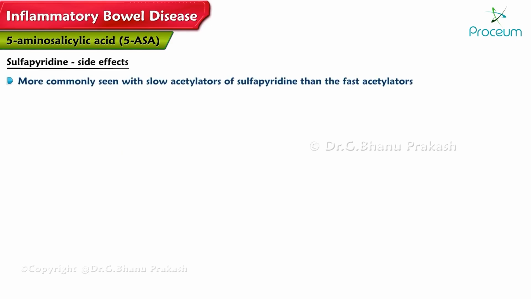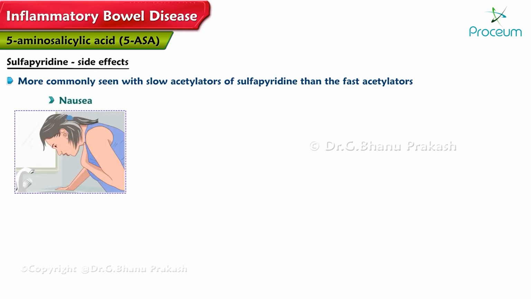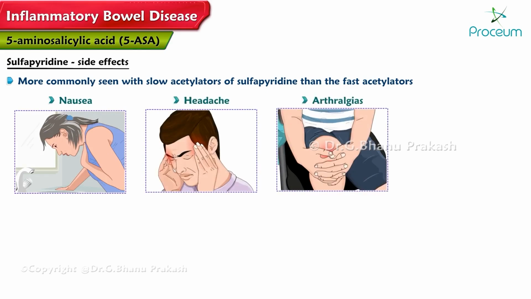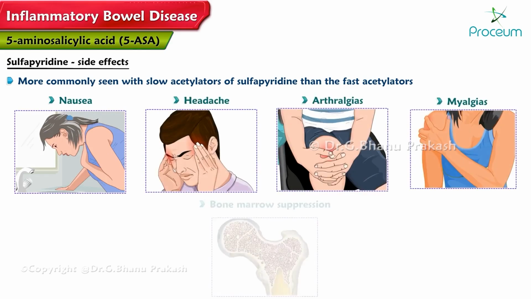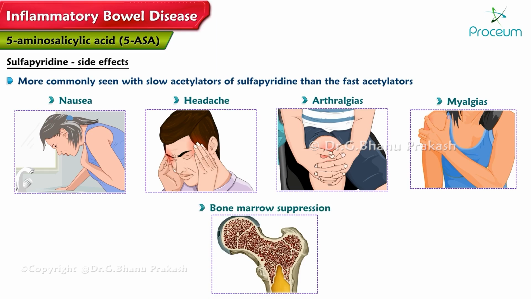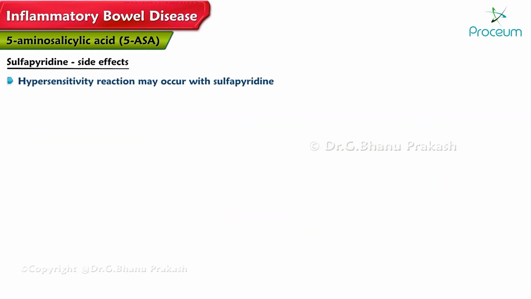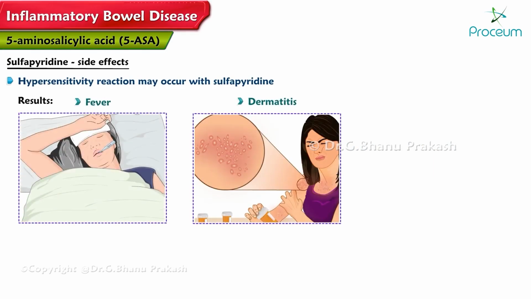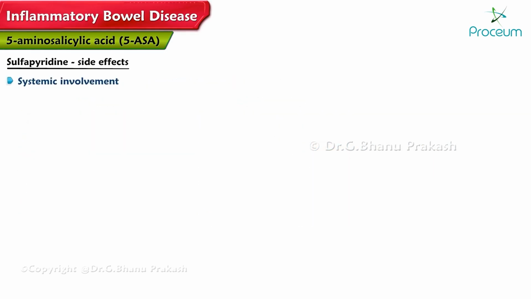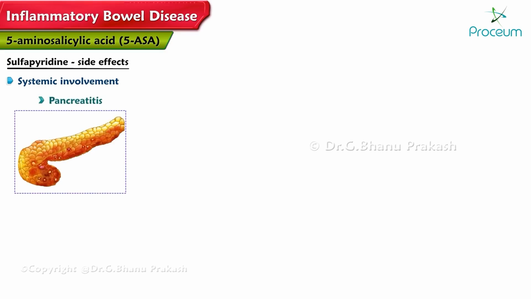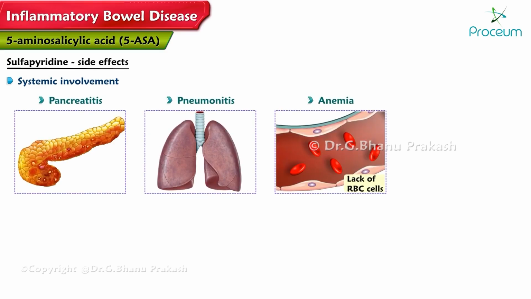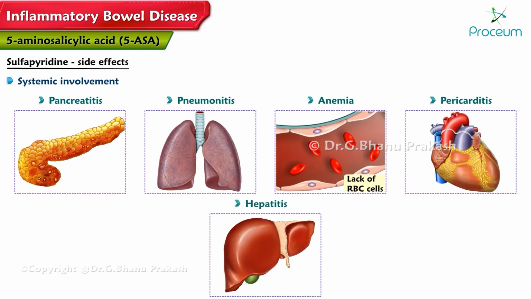Side effects are more commonly seen with slow acetylators of sulfapyridine than the fast acetylators. They include nausea, headaches, arthralgias, myalgias, and bone marrow suppression. Hypersensitivity reaction may occur with sulfapyridine, resulting in fever, dermatitis, and may have systemic involvement like pancreatitis, pneumonitis, anemia, pericarditis, or hepatitis.